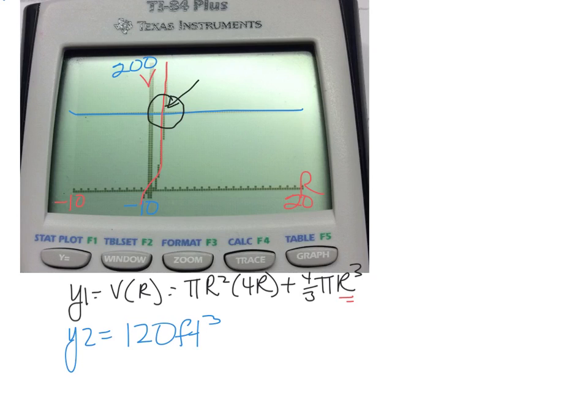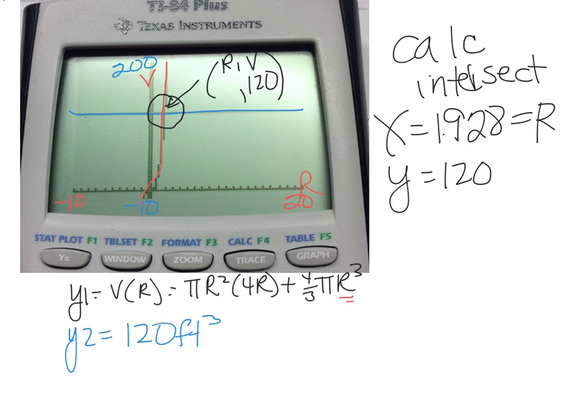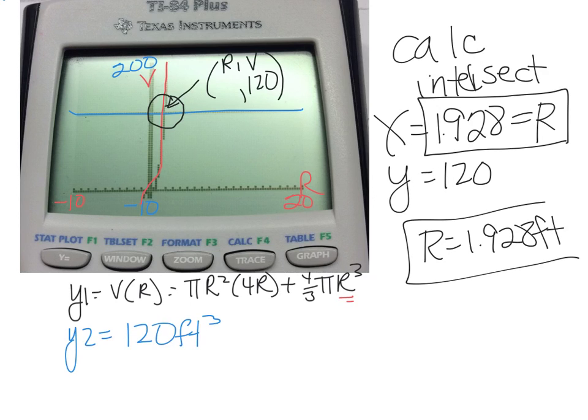And at that point there, I'm going to get the r comma v value that gives me when the volume is 120. So I did a calc intersect on that. And with the calc intersect function, I find that it says that the x is equal to 1.928 and y is equal to 120. So that means that the radius, in order to get a volume of 120 cubic feet, the radius has to be 1.928 feet. And that's the answer that was asked for.